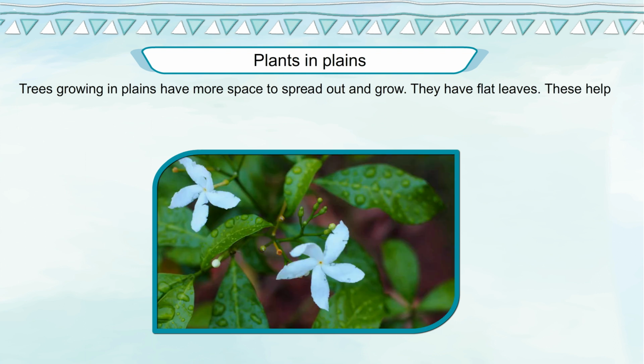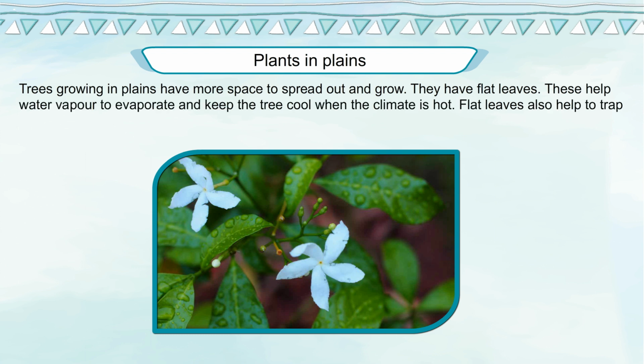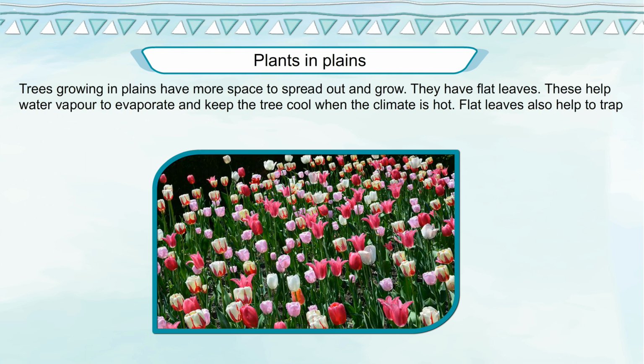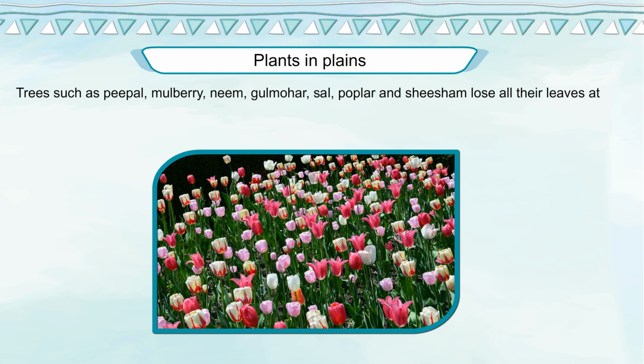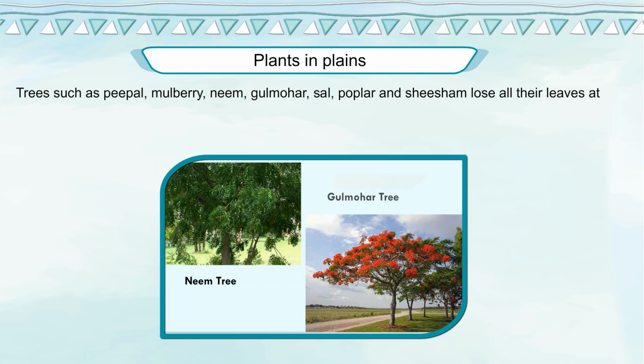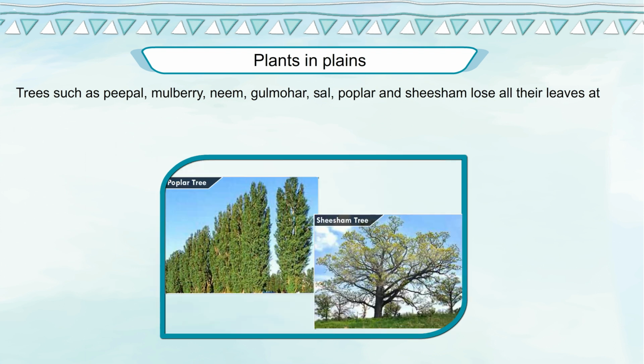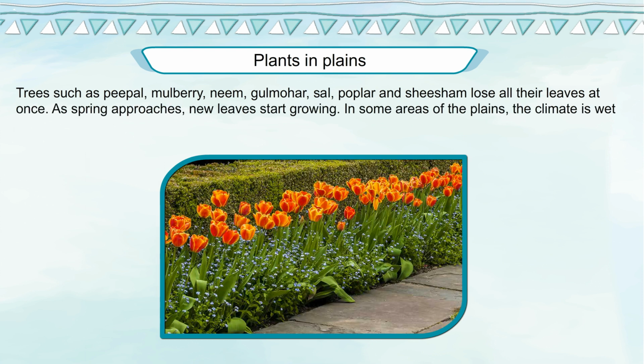They have flat leaves. These help water vapor to evaporate and keep the tree cool when the climate is hot. Flat leaves also help to trap a lot of sunlight. Trees such as peepal, mulberry, neem, gulmohar, sal, poplar, and shisham lose all their leaves at once. As spring approaches, new leaves start growing.